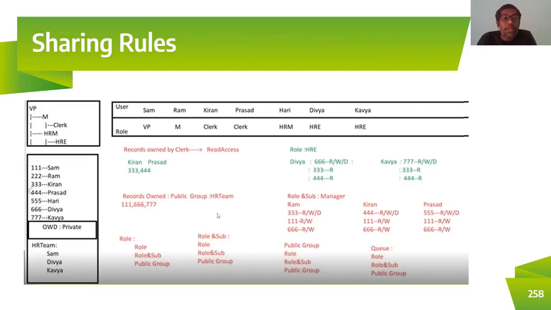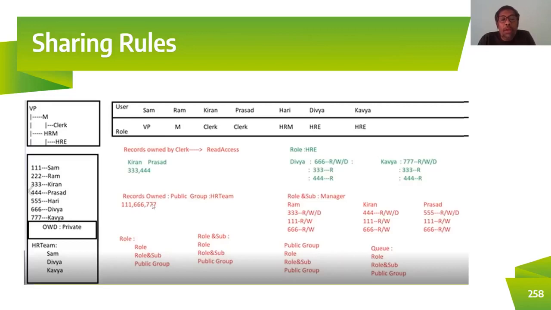Similarly for the HR team, 111, 666, 777 are the owners of the HR team. 333 is Kiran, 111 is Sam, and 666 is Divya. Now Ram, Kiran, and Prasad are there. Ram has read and write access. Now 333 is having read, write access. These are the record owners 111, 666, 777.